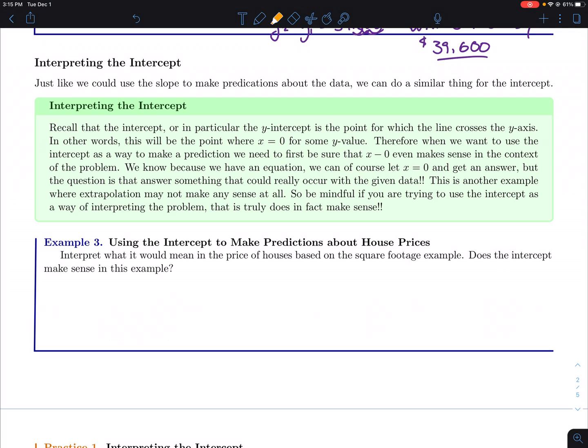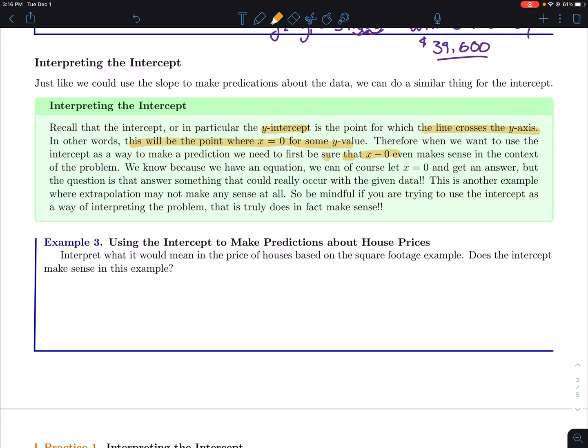How can we use the intercept as a way to interpret data? So we can do the same thing for the intercept. Just recall the intercept, or in particular in this case, the y-intercept, is the point for which the line crosses the y-axis. So in other words, this will be the point where x equals 0 for some y value. Therefore, when we want to use the intercept as a way to make a prediction, we need to first be sure that x equals 0 even makes sense in the context of the problem.